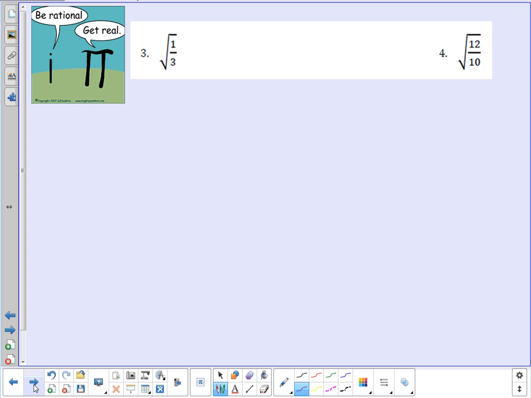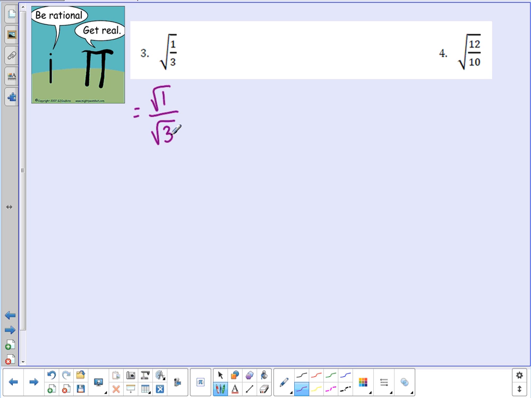In number 3, I have the square root of 1/3. So here's what this looks like. This looks like the square root of 1 divided by the square root of 3. There's no way to simplify 1/3 any more than it already is. So I have the square root of 1 divided by the square root of 3. Now, 3 isn't a perfect square. I can't do anything with it. It doesn't make any pairs.